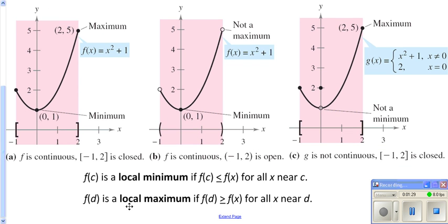Now, your local minimum is just a minimum compared to the points around it. So this one right here in the center is also a local minimum in addition to being your absolute minimum. Your local maximum is just your highest point in that neighborhood or the points close to it, not necessarily the largest of the whole function.